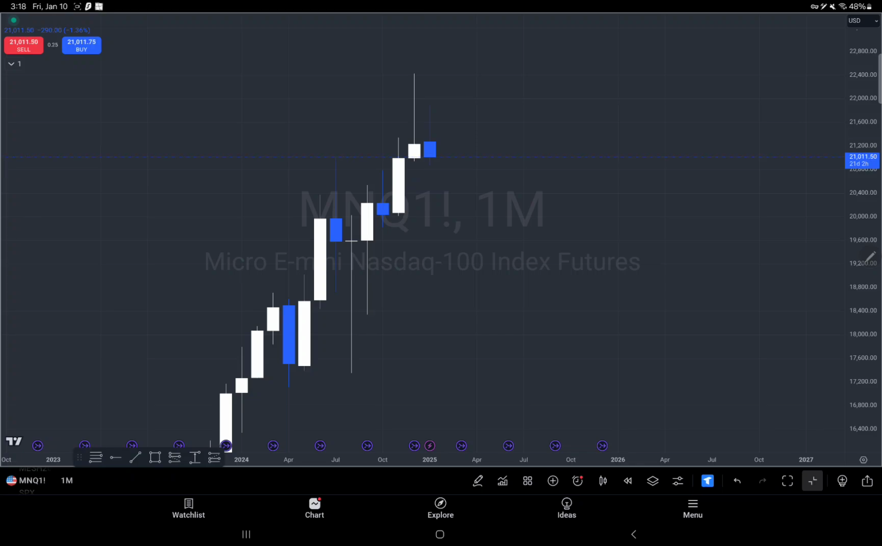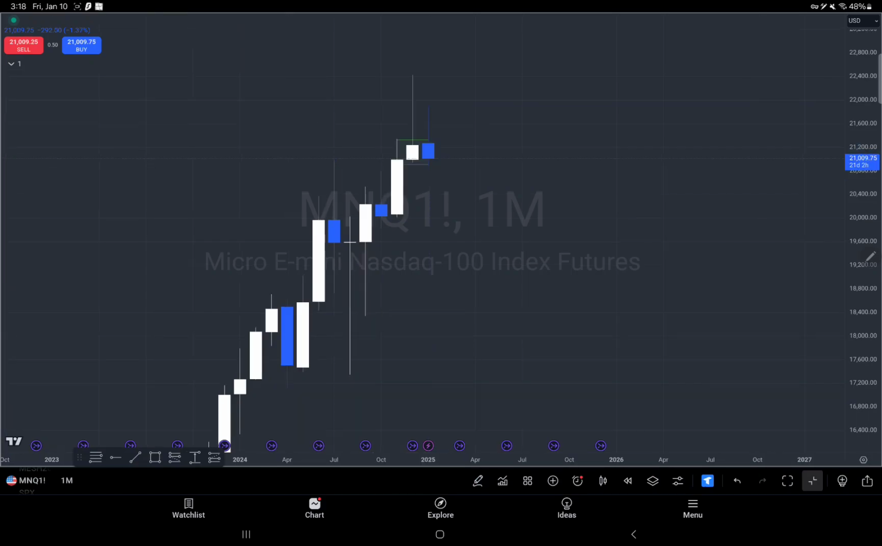But one of the things that I noticed is this particular candle here, right here, this little white candle. My candles are white mainly because that's just the color I like, and it helps me to stay calm and collected when I'm trading. It's one of those psychological things that just help me.